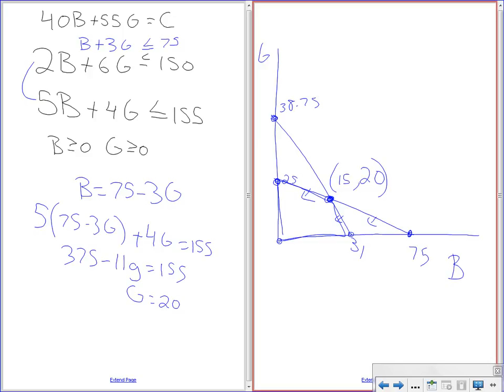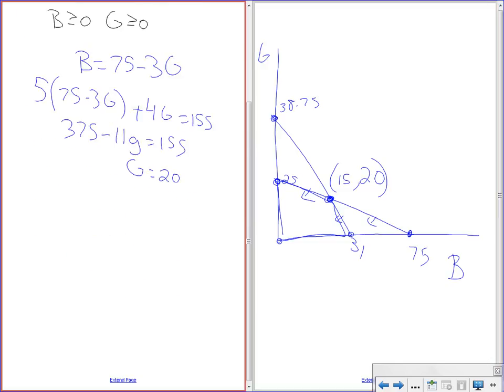So those are the 4 points I checked: 0, 0, 31, 0, 15, 20, and 0, 25. That'll help me find my maximum and my minimum. In this case, I think we just had to find the maximum. And you should find the maximum at the 15 and 20, if I'm not mistaken. Okay? Yes? You should get the exact same result. In that case, your ordered pair would have been 20, 15, but that means as long as you're consistent, it's fine. It'll work. It'll work out.